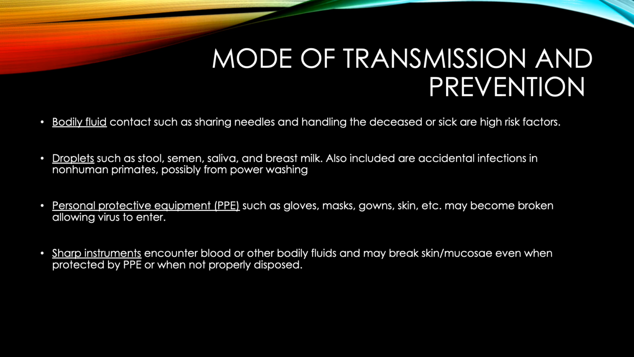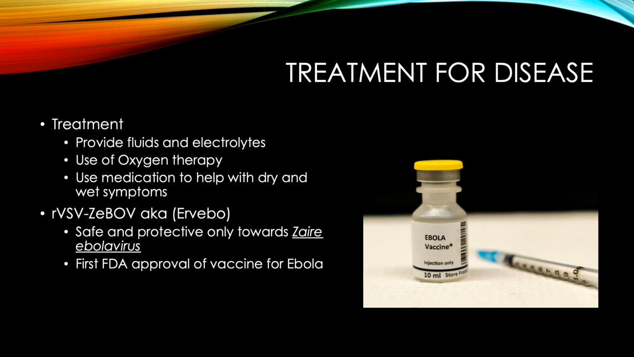Improperly disposing of sharp instruments is also an easy way for viruses to spread. This was the reason for the outbreak in 1976 in Sudan and Zaire. The infection was spread by contaminated needles and syringes. Improper hygiene and sterilization spread Ebola like wildfire. This was the worst case in history, with an 88% mortality rate.